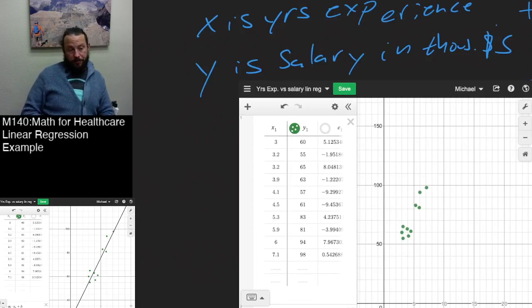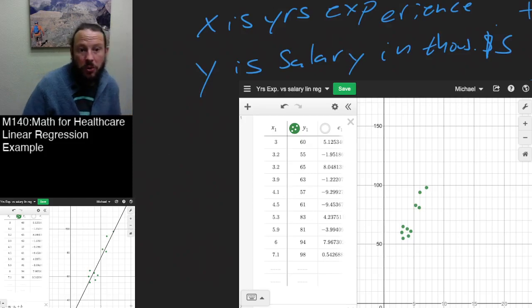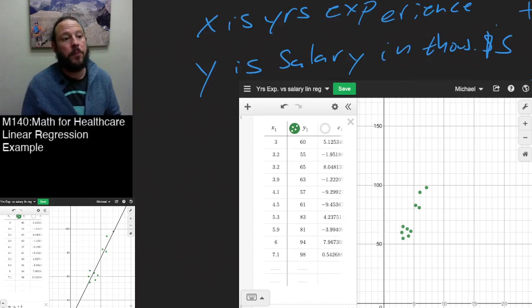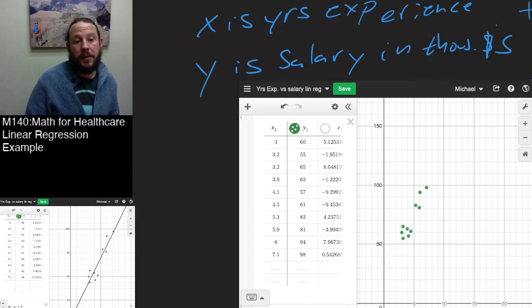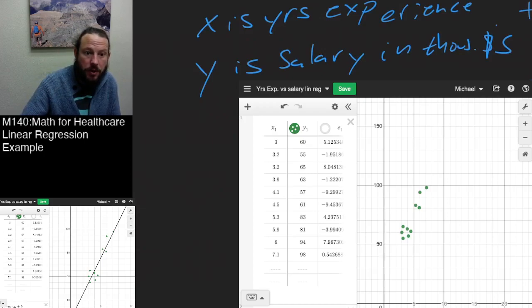Now, I think it's wise and worthwhile to write down what I call defining your variables, and it includes the units, so we know what we're working with and we could use it to analyze. For instance, here, the first data point, 3, 60, means someone with 3 years experience is making $60,000. All right.